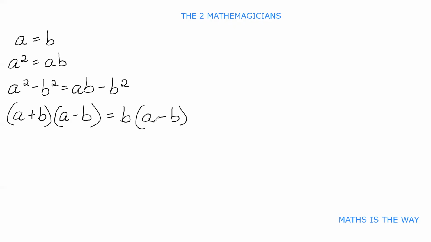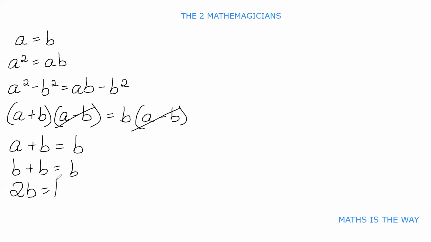Well, you can see we have a common term of a minus b on both sides, so we can just cancel them, and that leaves us with a plus b equals b. Now because a is just b, remember, in the first one we said a is b, we can say that b plus b equals b. So 2b equals b, and now dividing both sides by b, we get that 2 equals 1.